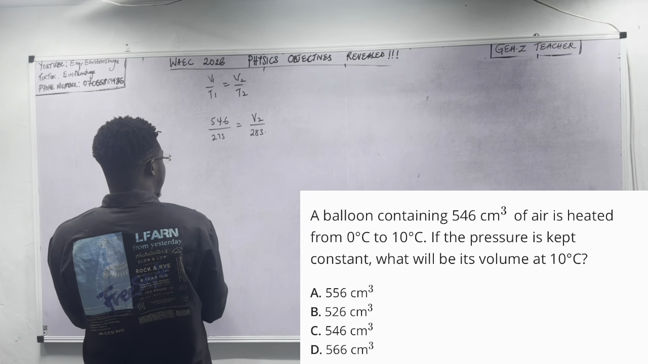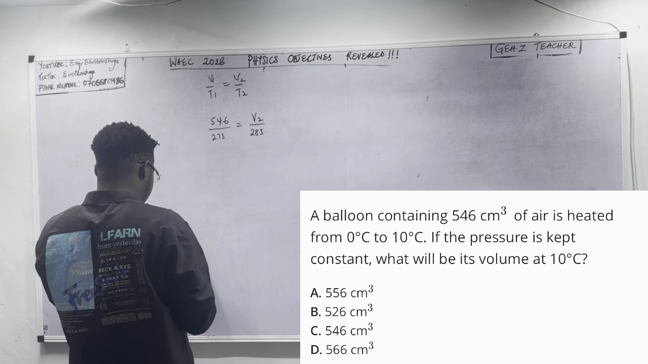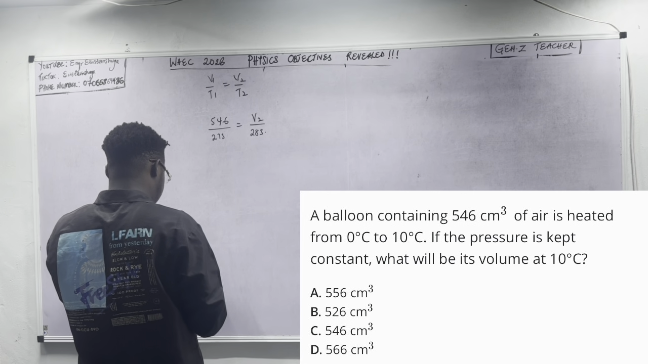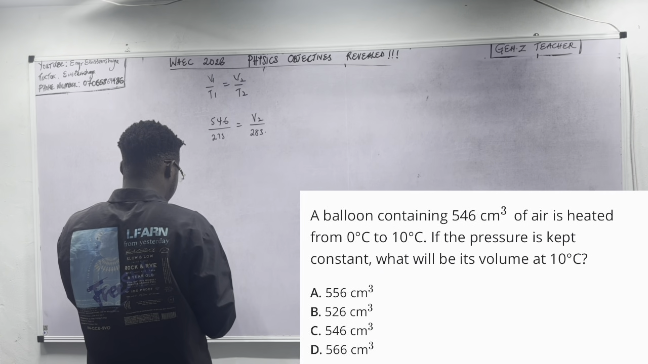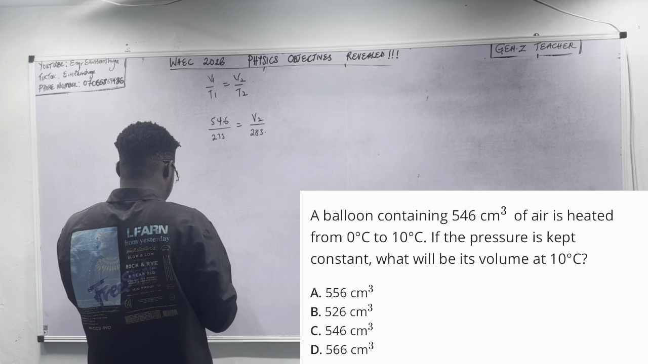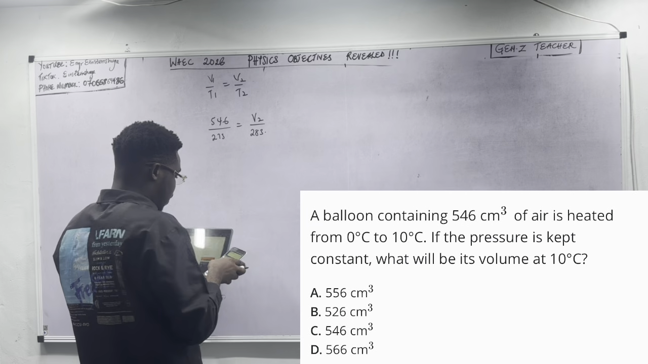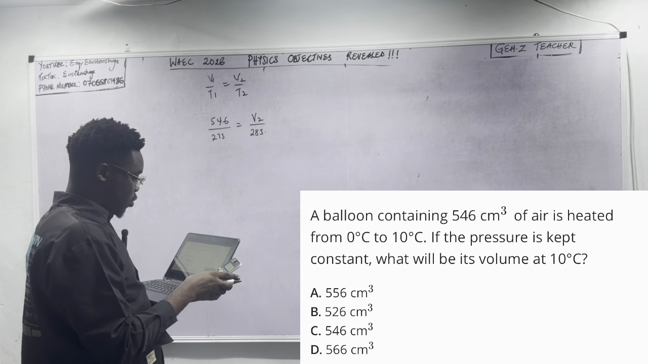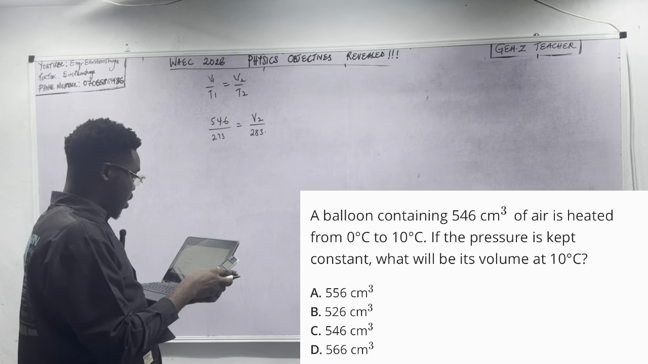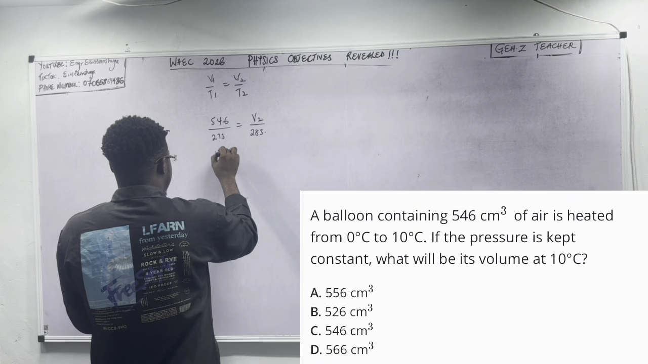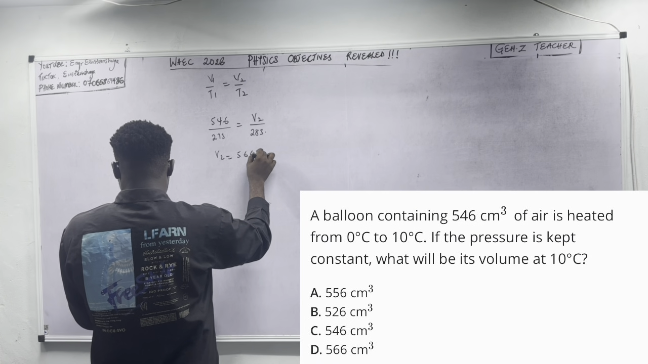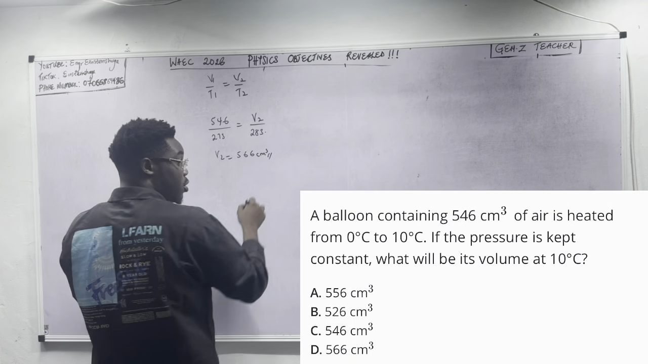So quickly, let's solve this. So we're going to say 546 divided by 273 times 283. And the answer should be V2 as 566 centimeter cube.